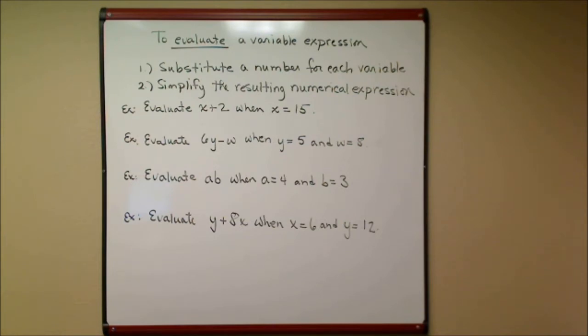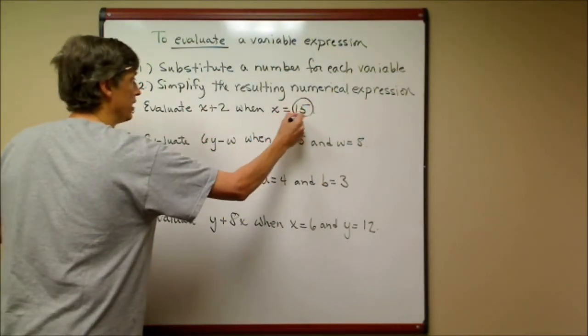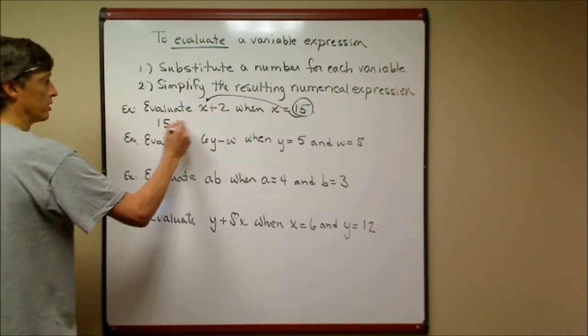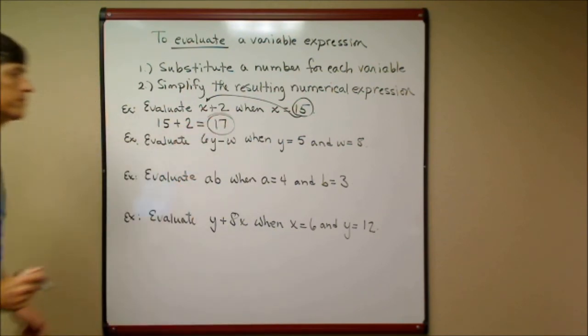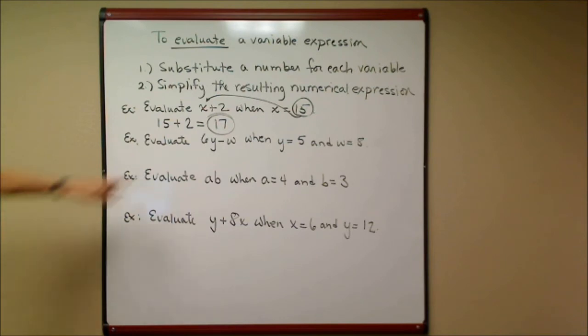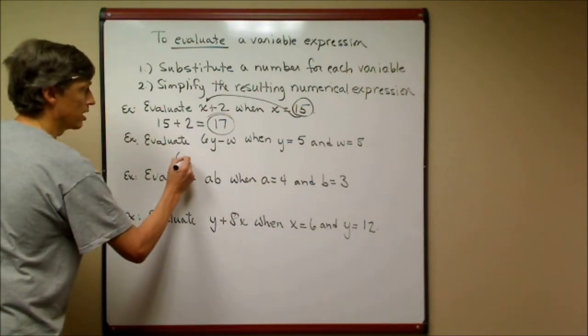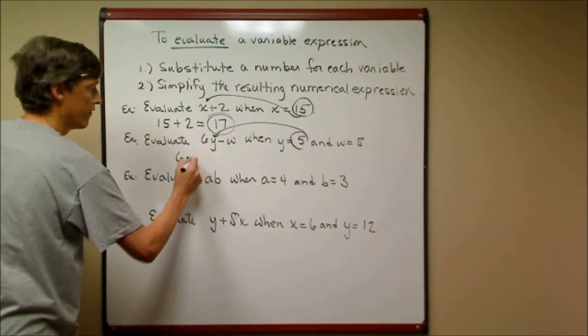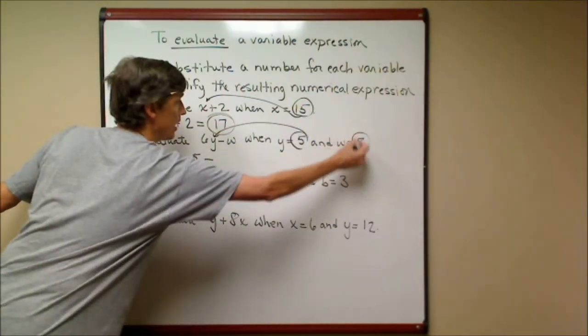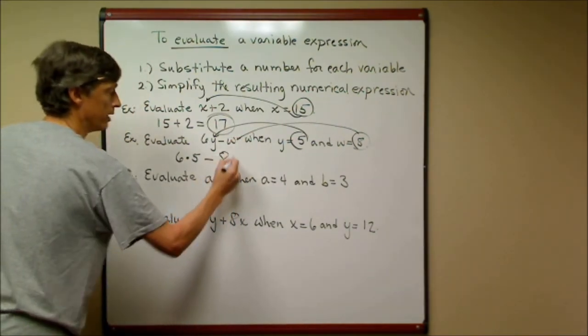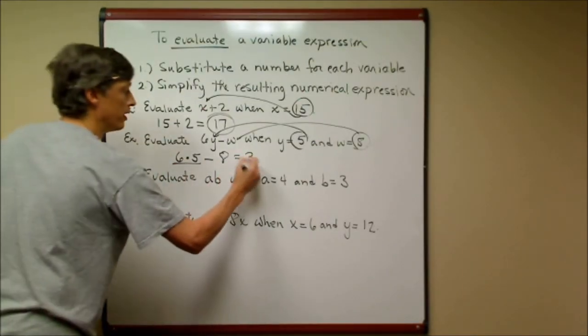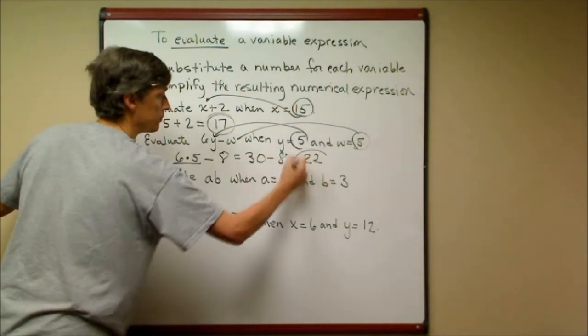And I have some examples here that I'm going to show you. The first one says evaluate this expression x plus 2 when x is 15. So what you're going to do is you're going to substitute the 15 in for the x. And I have 15 plus 2, which of course is 17. Now the next expression is a little trickier because you have 6y. Remember, when the number is next to the variable, that implies multiplication. So 6y minus w means 6 times y, that's what's going to go in, 5, minus w, that's the 8, that's what's going to go in for there, 8. And we're going to multiply first, 30 minus 8, or 22.